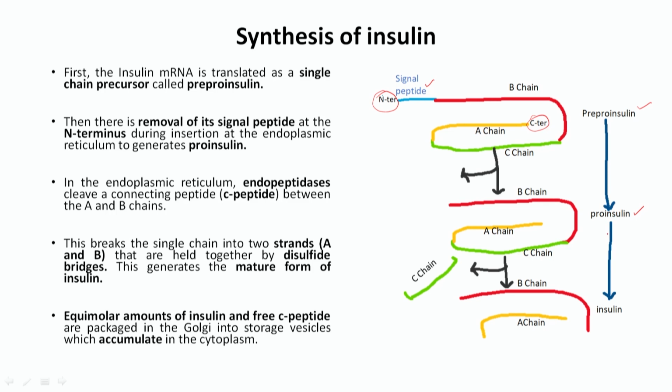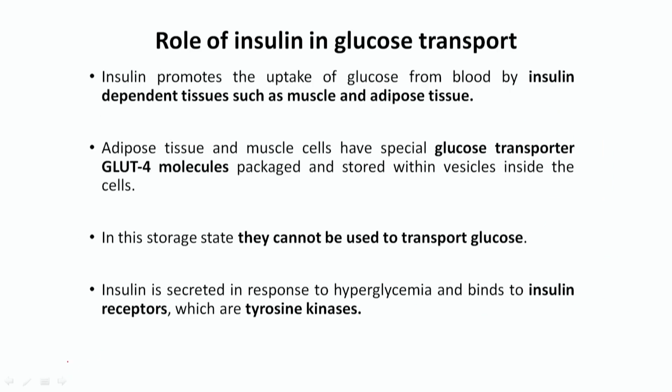Again, proinsulin is cleaved by enzymes to form the final form of insulin, where the C chain, which is the connecting chain, is removed, and the A chain and B chain remain. So the active form of insulin has the A chain and B chain. Then an equimolar concentration of insulin along with the C chain is packed in a Golgi vesicle and remains stored, and whenever required, it is used for further actions.